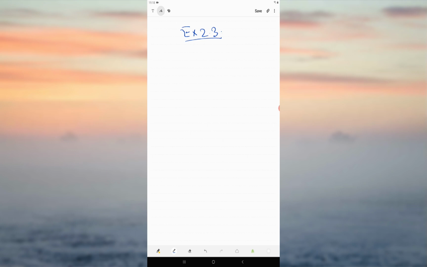So the first question is, p(x) is given as x cube minus 3x square plus 5x minus 3 and g(x) equals x square minus 2.